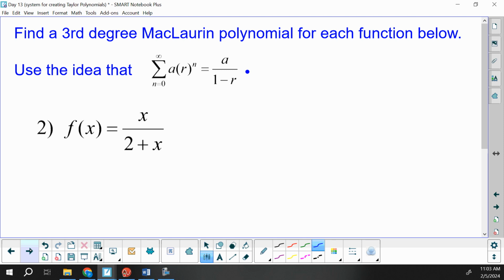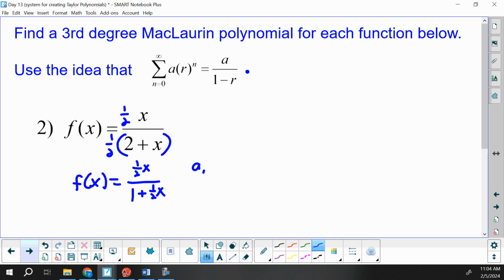Well, let's use this one now to find a third degree Maclaurin polynomial. What we need to notice is we don't have a 1 in that spot that we need it. So first thing we're going to do is we're going to multiply by a half top and bottom. So we're going to redefine f of x so that it matches our form of an infinite geometric sum.